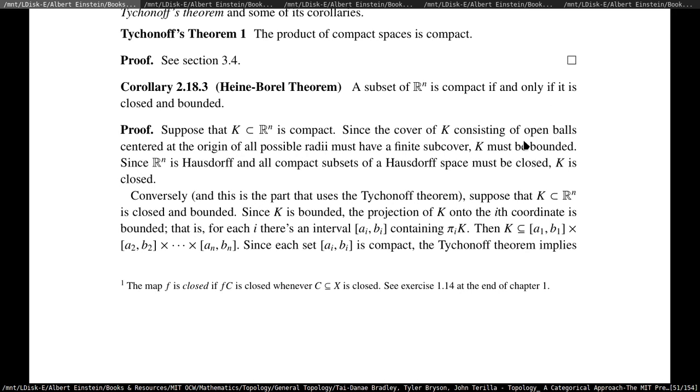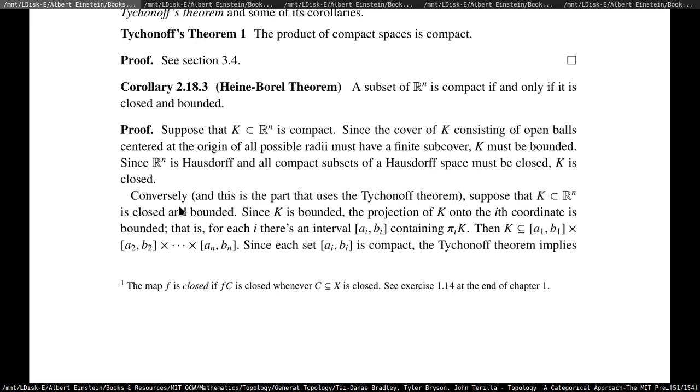The cover of K would be the union of these open balls that are centered at the origin of all possible radii. Okay, and because K is compact, this cover consisting of these open balls centered at the origin has a finite subcover, and that makes it bounded because you have a finite subcover.